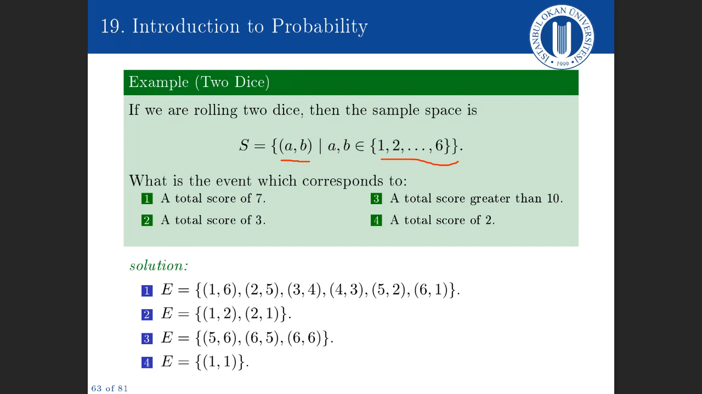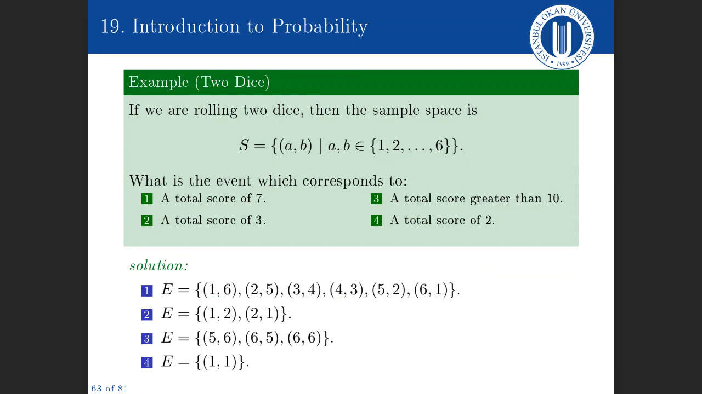My question is, what is the event which corresponds to a total score of 7, a total score of 3, a total score greater than 10, a total score of 2? First question, what is the event which corresponds to a total score of 7? How could we get 7 in total? We could have 1 and 6, or 2 and 5, or 3 and 4, 4 and 3, 5 and 2, or 6 and 1.